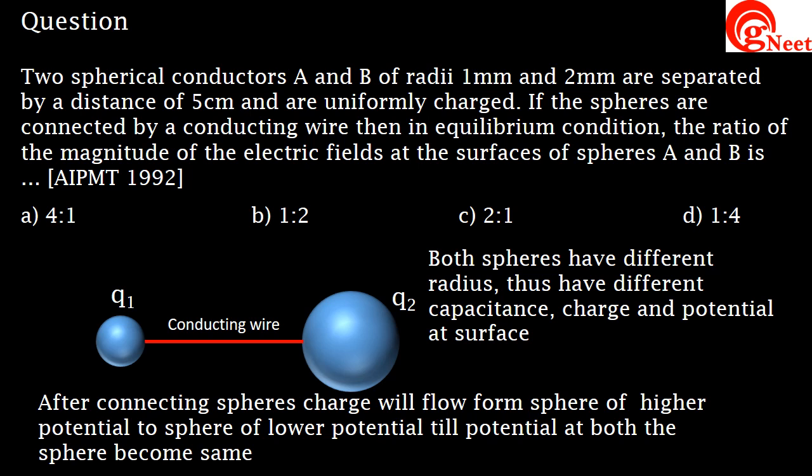Here, we will not consider the effect of induction of B on A or A on B, because the radius of a sphere is very small compared to the distance between the two spheres.